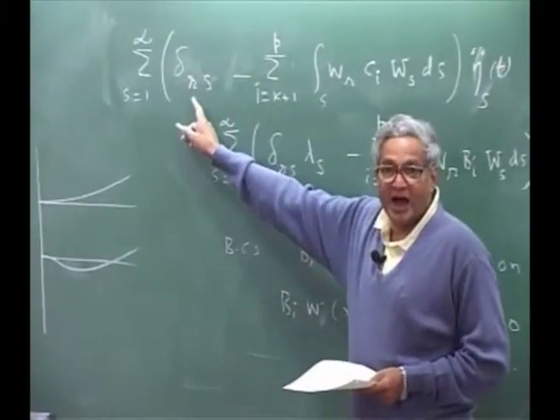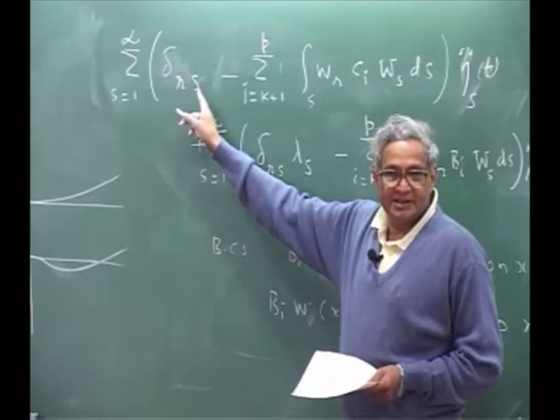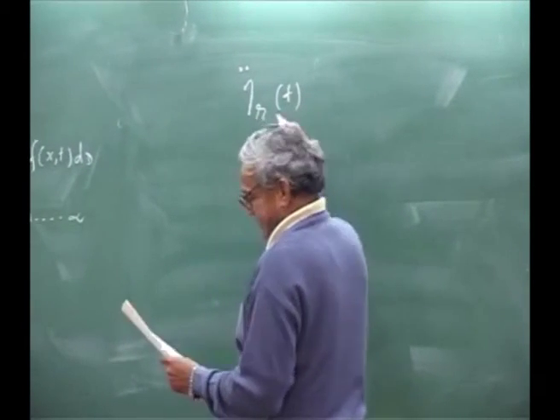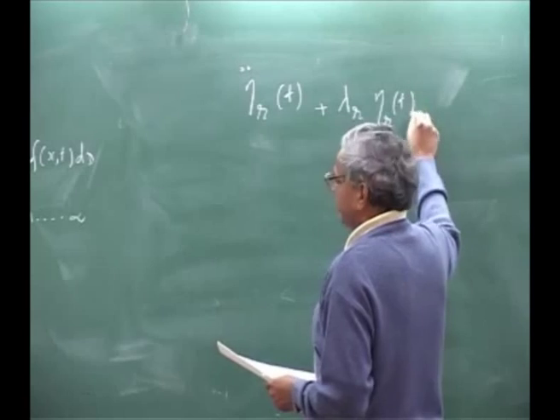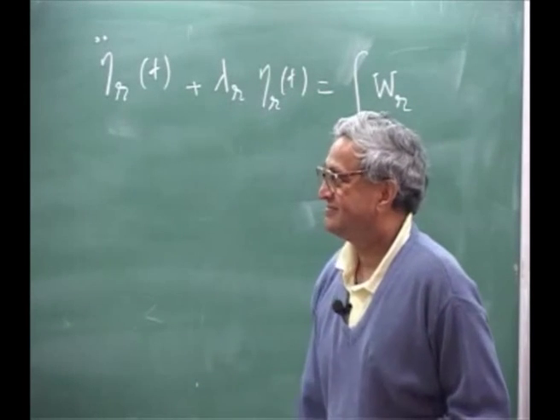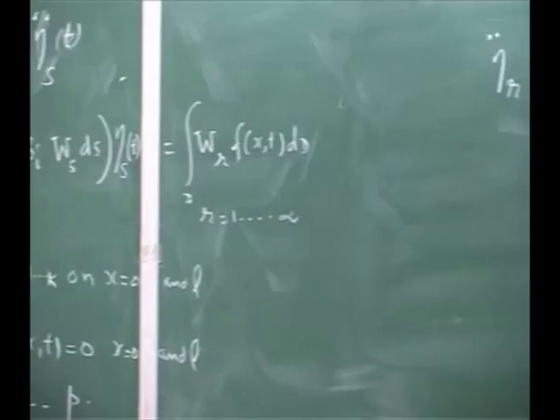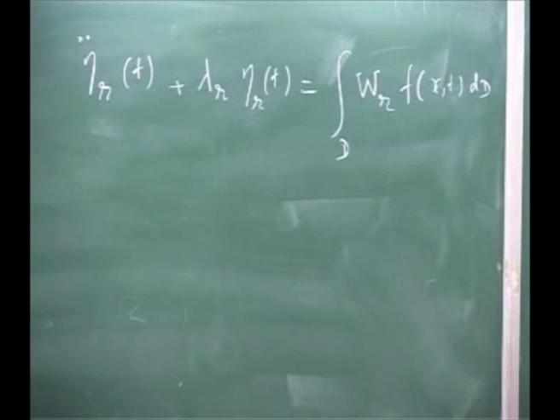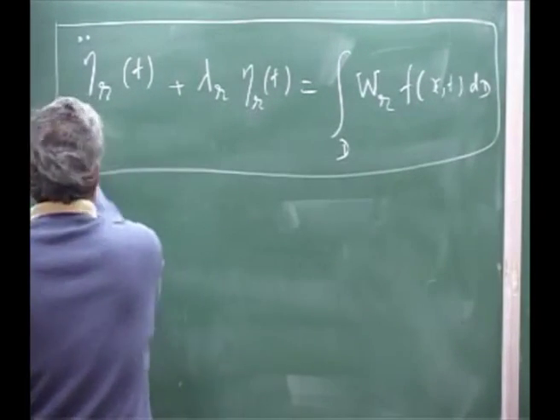What will you get? Because these two terms go off and R running from 1 to infinity. Wherever S becomes R, okay, you will find that is 1. That means S should be replaced by R. So you will have eta R double dot T plus lambda R eta R equals integral WR, okay, f of x comma t. This is my equation. Okay.